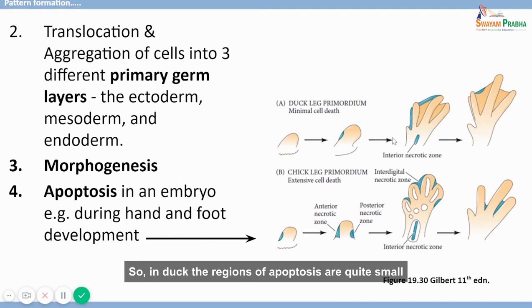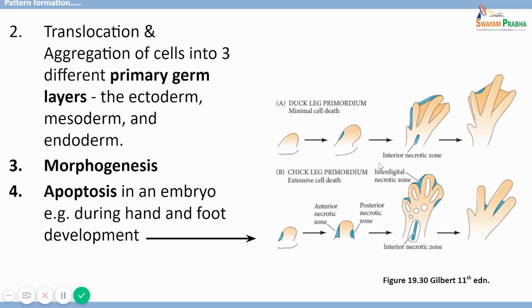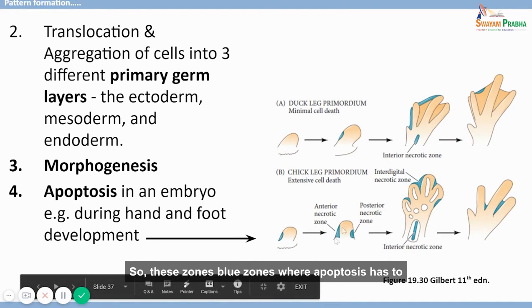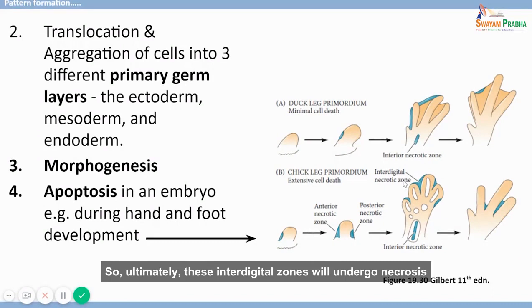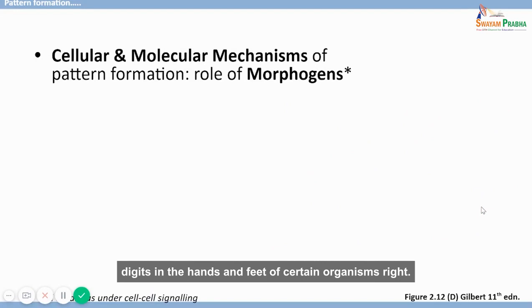So in duck, the regions of apoptosis are quite small because they have to keep these interdigital regions with them so as to form the webs. Whereas in chick, you can see the interdigital regions have to disappear. So these blue zones where apoptosis has to take place are quite extensive. So ultimately, these interdigital zones will undergo apoptosis, cell death, and it helps in the formation of digits in the hands and feet of certain organisms, right?